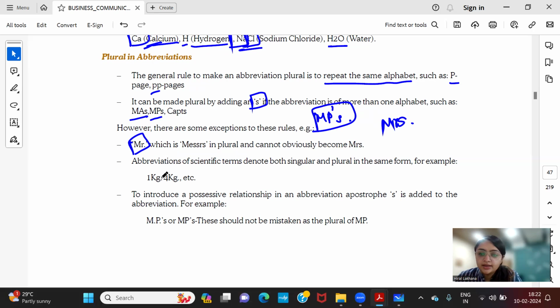However, in certain cases, there is no addition of S at all to determine plural. So we can say 1 kg, 4 kg, and the meaning would still be the same. 1 indicates singular, 4 indicates plural.